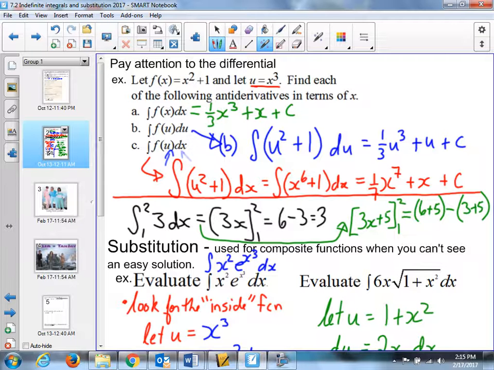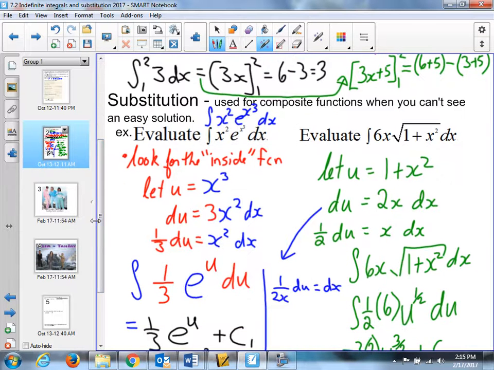Then we talked about substitution, and I said, unless you try some of these, it doesn't really make sense, and you're going to have to get some time to try this. You use it for composite functions when you can't see an easy solution. Just like when I say sine x, you guys say that came from the indefinite integral of sine of x, negative cosine of x, plus c, plus 5, whatever. An antiderivative is negative cosine x. The indefinite integral, though, is plus c.